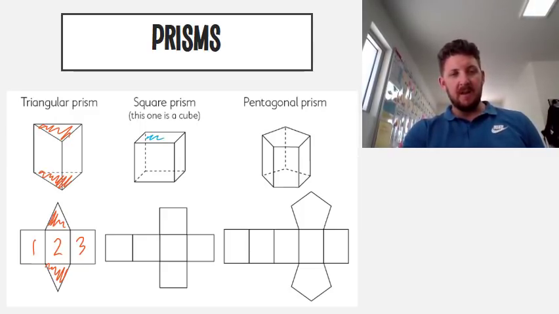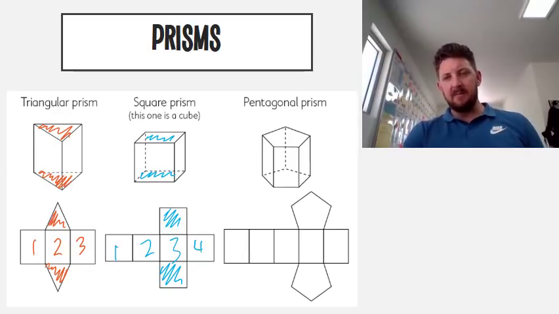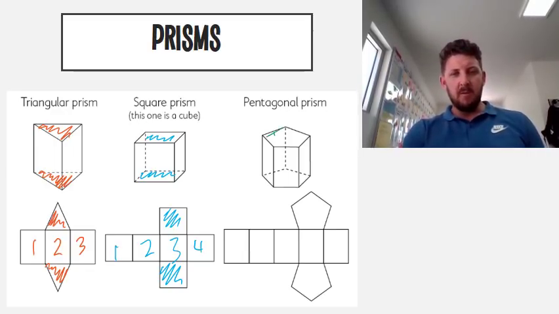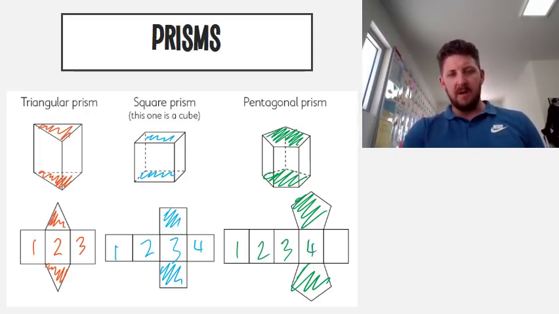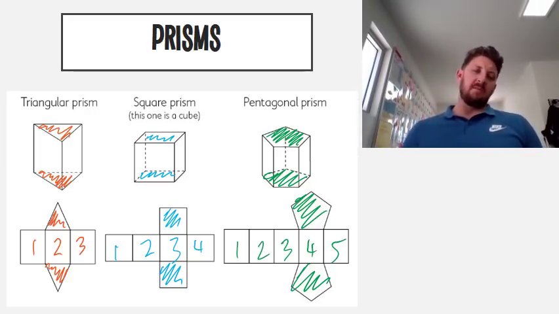In the second one, you can see that I have a square prism or a cube, which we just looked at. We have 1, 2 bases. They are both squares. A square has 4 sides, 1, 2, 3, 4. Last one is our pentagonal prism. We have a pentagon as the base, 2 pentagon bases, 1, 2. Because the pentagon has 5 sides, we have 1, 2, 3, 4, 5 rectangles or squares.